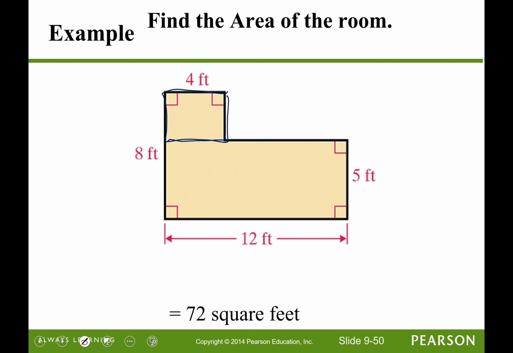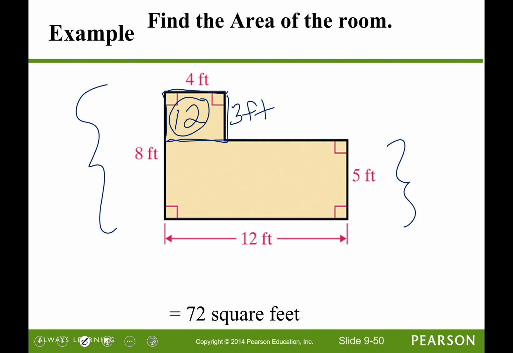So I need to find the height of that rectangle. So I know the whole thing is 8, and I know this part takes up 5, which means this would have to be 3 feet. All right. So that rectangle on the top there, that small one, is 4 times 3. So that would be 12 square feet. I like to write the 12 in the center and circle it. It's just something that I do. It means I'm saying it would take 12 square feet to fill that space. So if you want to use that, you can.